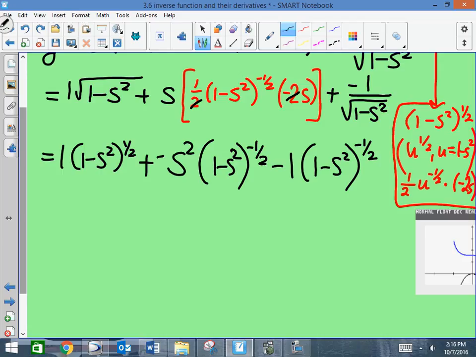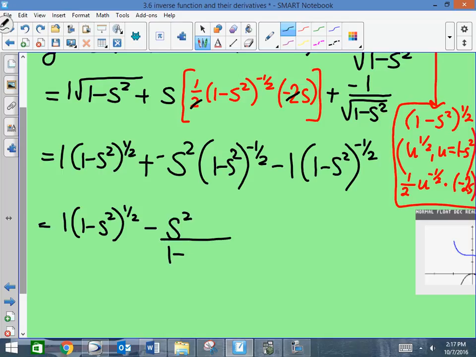Now, we got 1 minus s squared all throughout, right? So there's a good chance that we are going to do some simplifying. What I chose to do was simplify with a common denominator. Could probably do it other ways, but that's what I thought I was going to do because I have two denominators that are exactly the same.